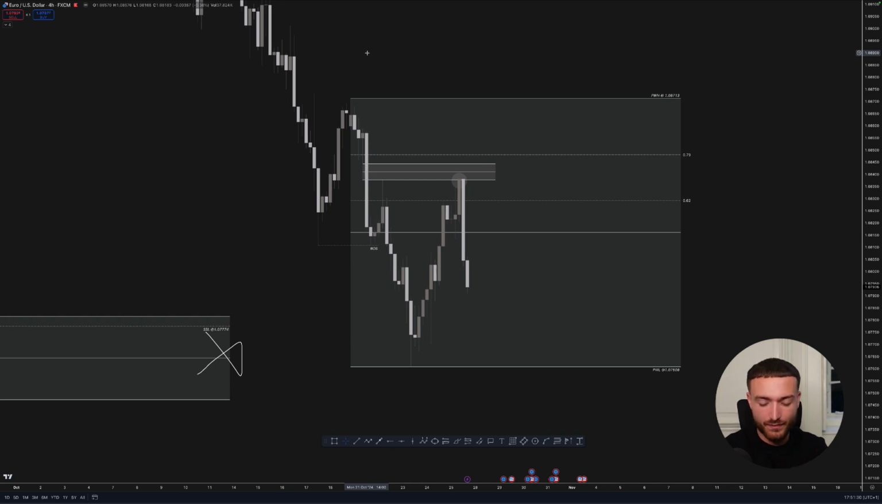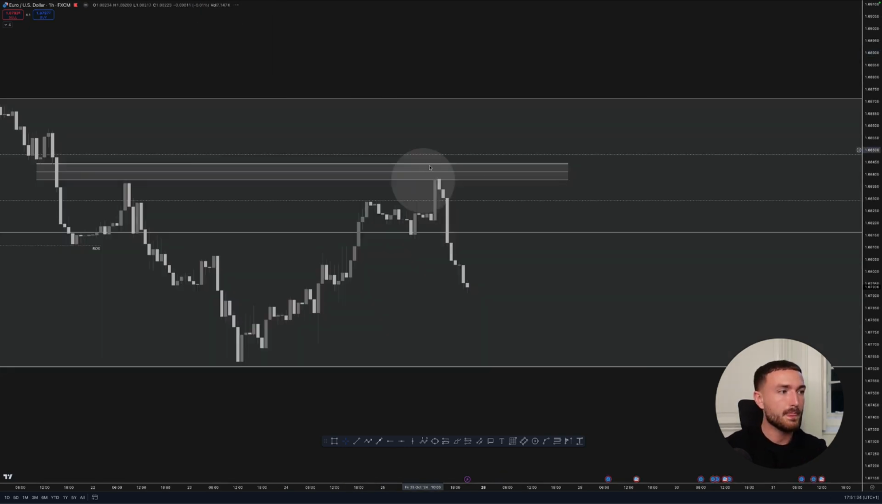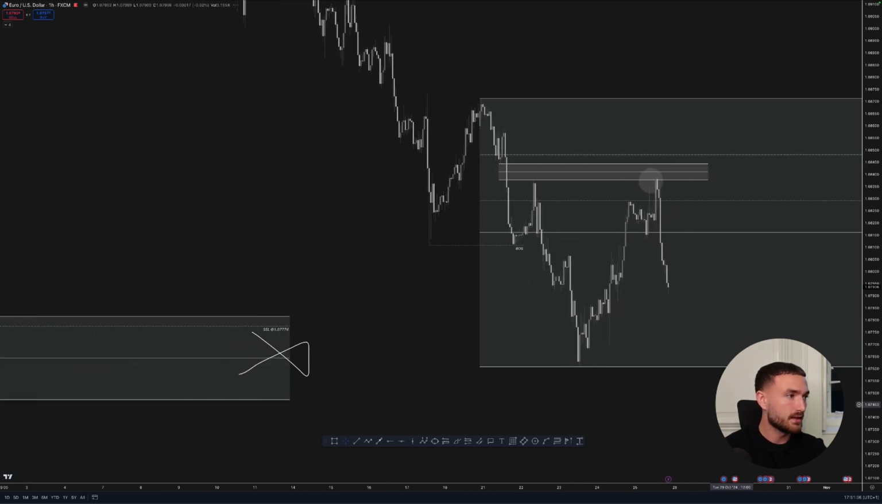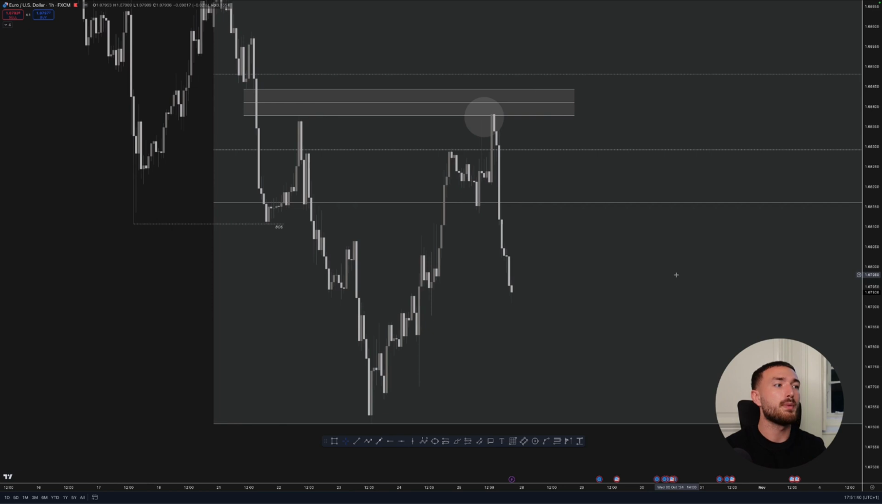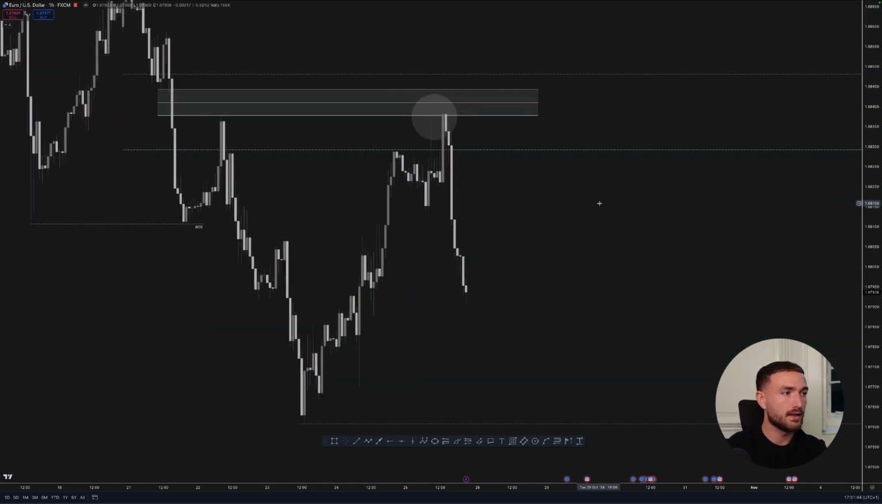We can even go down further on a 1 hour and actually try to look at a pinpoint entry. So now on a 1 hour, this is beautiful. Actually, my go-to chart pattern has appeared. Okay, let me get rid of this here so it's a bit clearer.